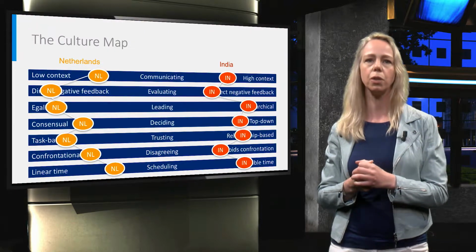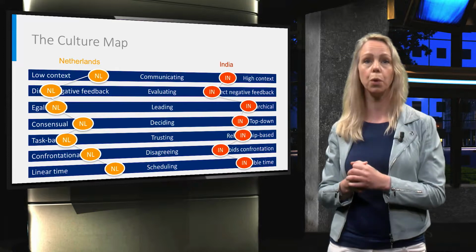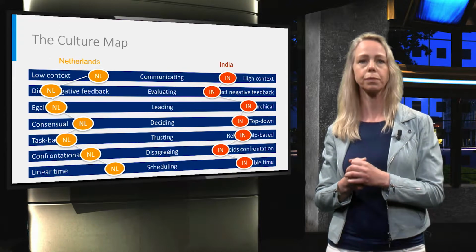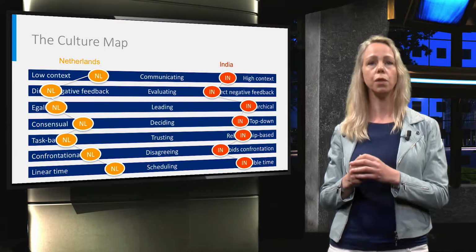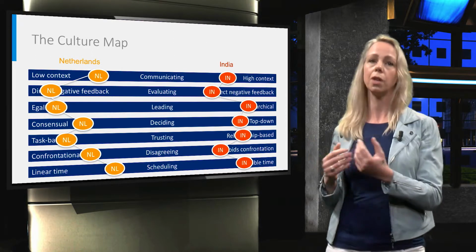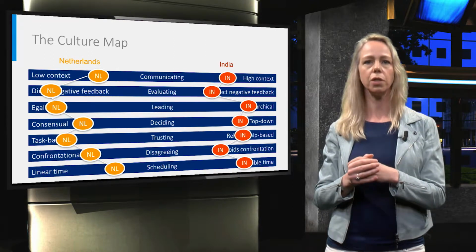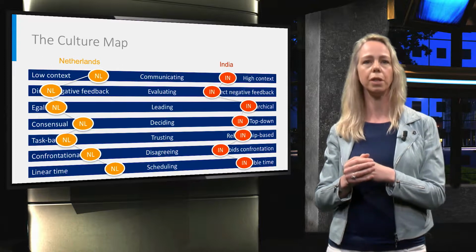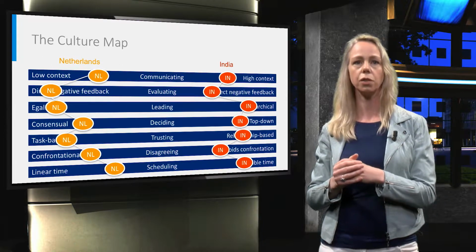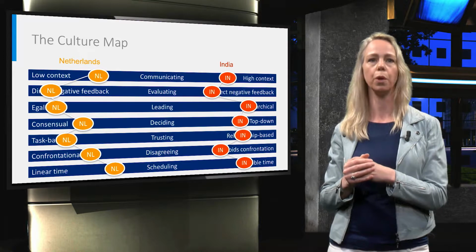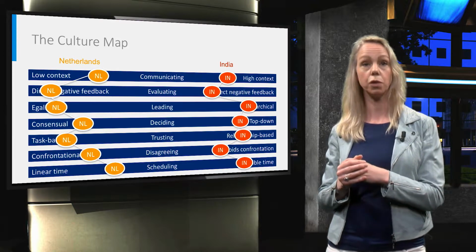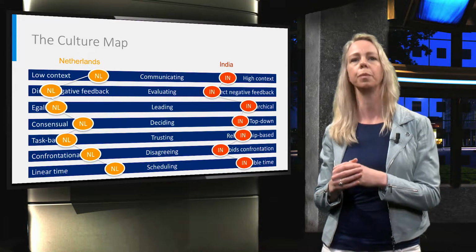During the training, I used the culture map, a visual model developed by Erin Meyer, to create awareness on the difference in culture between the Netherlands and India. As you can see, the difference on each dimension is big, and I asked the team members to share an example on where they felt the difference was noticeable within the team.